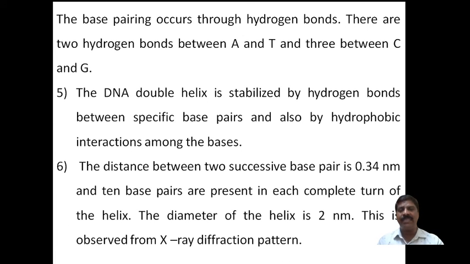Then the base pairing occurs through hydrogen bonds. Adenine to thymine and guanine to cytosine, that bond interaction will take place. There are two hydrogen bonds between adenine and thymine, and three bonds between cytosine and guanine. You have to keep in mind, adenine and thymine are held together by two hydrogen bonds.